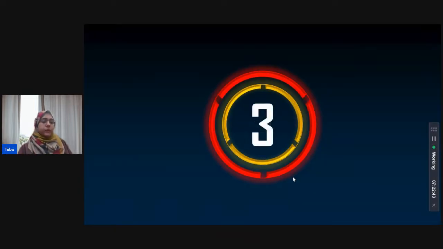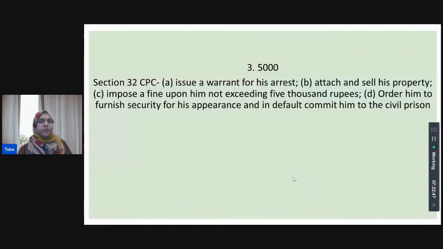Aditya thinks it's 5,000. I have begun your timer. Let's try to get the answer in quickly. Aditya is correct. It's 5,000. Section number 32C is in order here, and that provides that imposition of a fine upon him not exceeding 5,000 rupees.